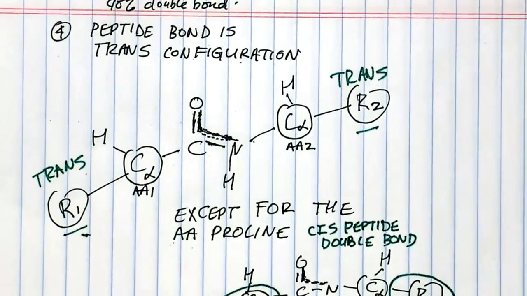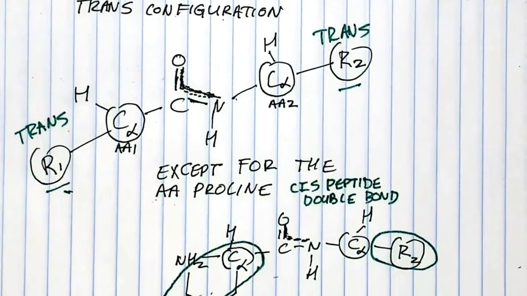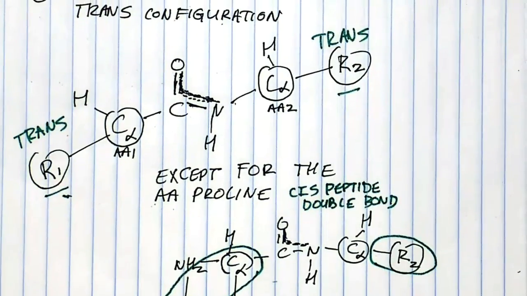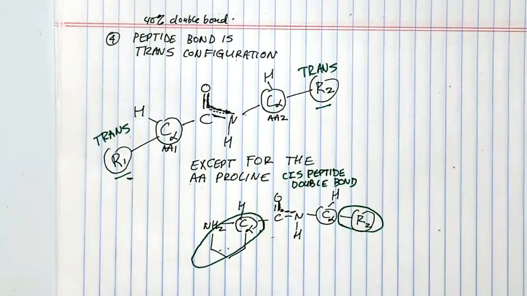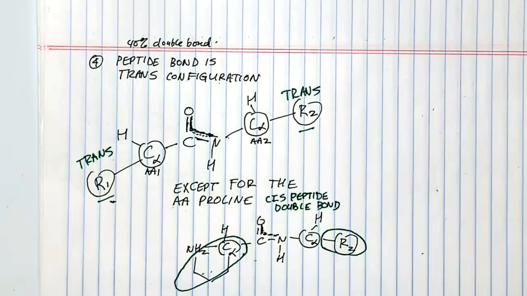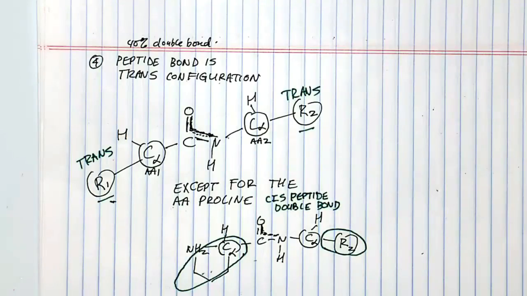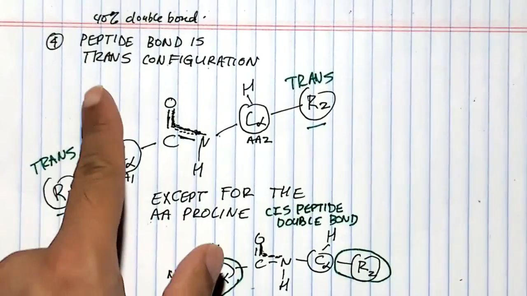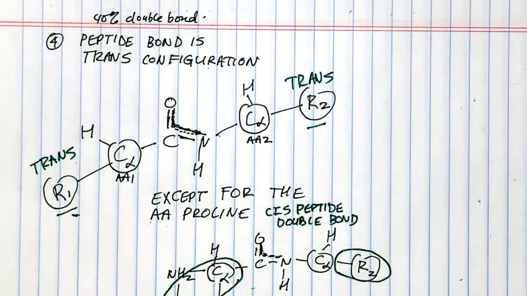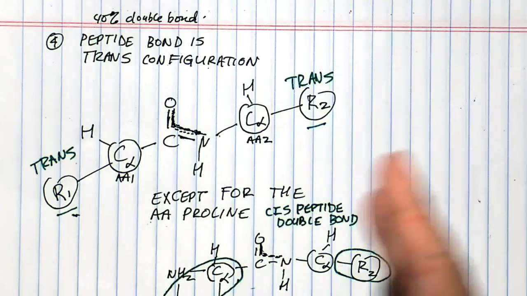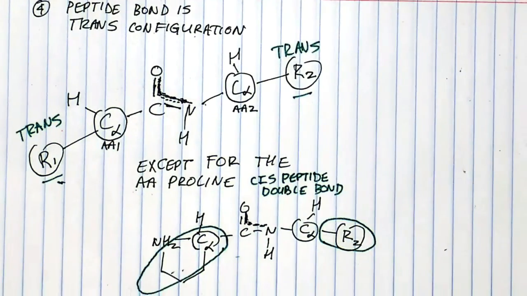So those are four characteristics of the peptide bond. Let's just review very quickly. What are they, if you can remember? Number one, the peptide bond defines an N to C polarity. Number two, the peptide bond is rigid and planar. Point number three, the peptide bond has a resonance, thereby imparting it with a double bond characteristic. And point number four, because of that 40% or so double bond characteristic, the peptide bond usually is in a trans configuration, except for proline, in which it is in a cis configuration.